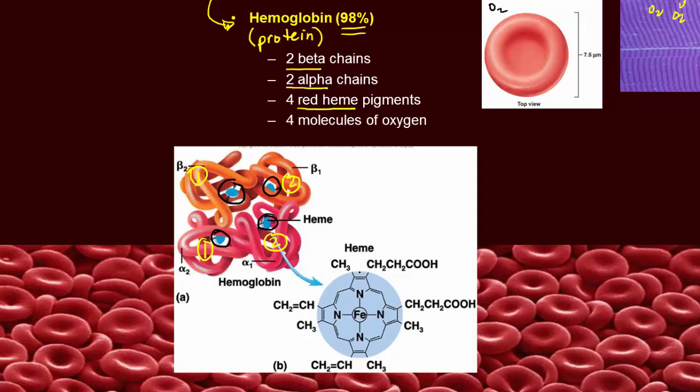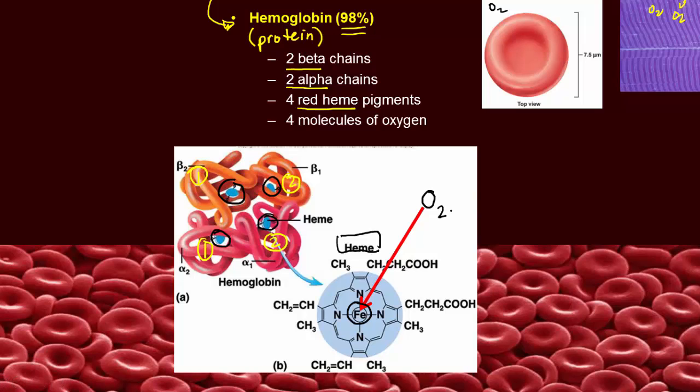So if we take a look at the heme pigment, here is a pigment of heme, and found at the core of that heme pigment is an atom of iron. Okay, and what's important about the atom of iron is this is where the molecule of oxygen is going to attach itself to the hemoglobin molecule.